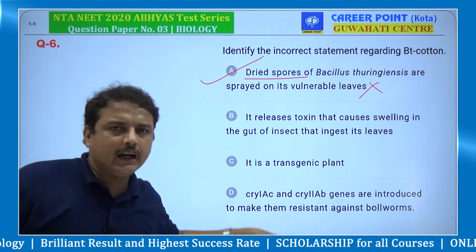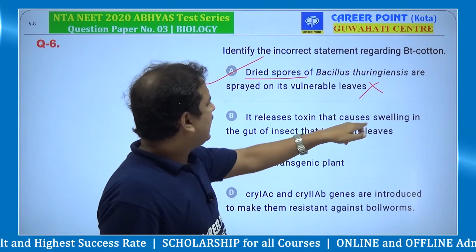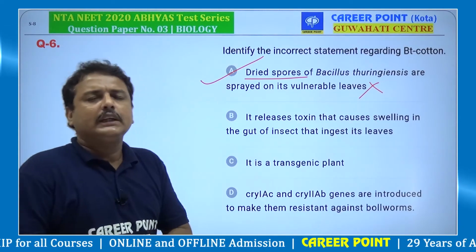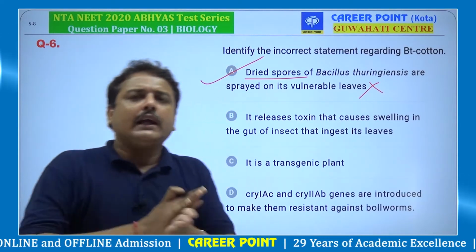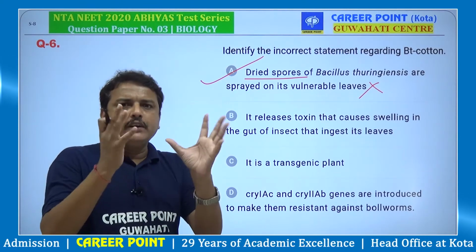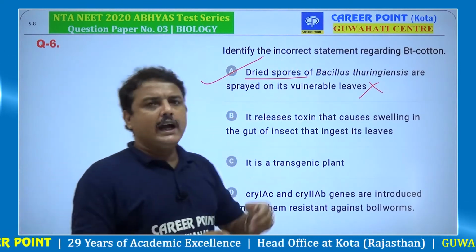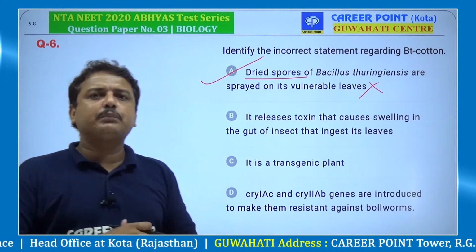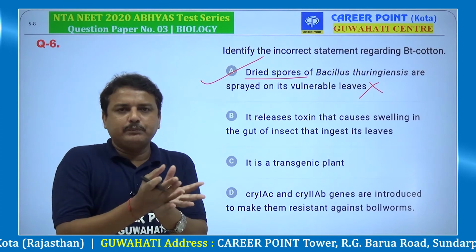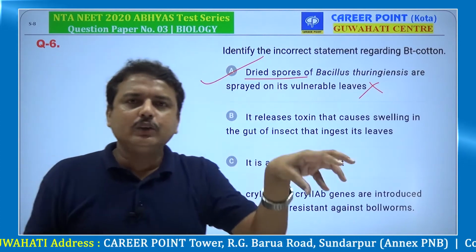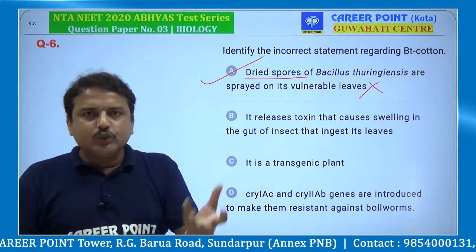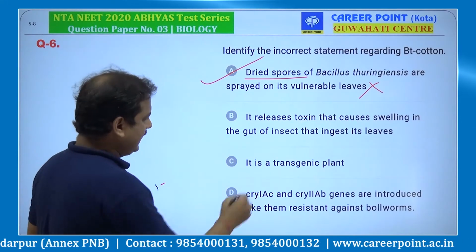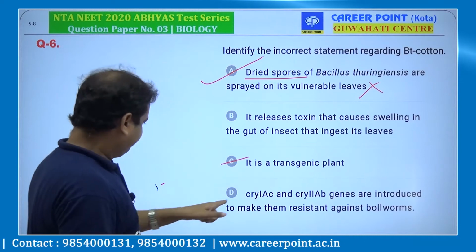So let us check the others. It releases toxin that causes swelling in the gut of the insect that ingests its leaves. Yes, of course, because in Bt cotton, one gene is taken from that bacteria, which has the capacity to produce a protein called the crystalline protein. Once that protein enters the intestinal mucosa of the insect, it causes perforation. So that is correct. It is a transgenic plant. Yes.